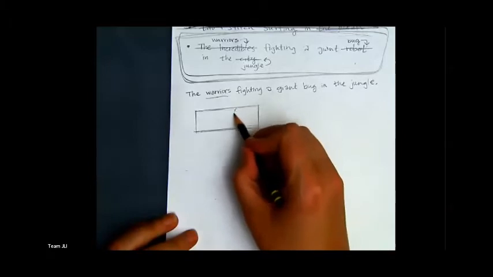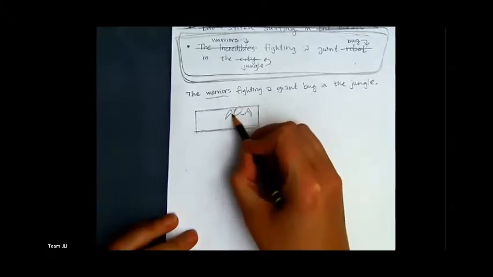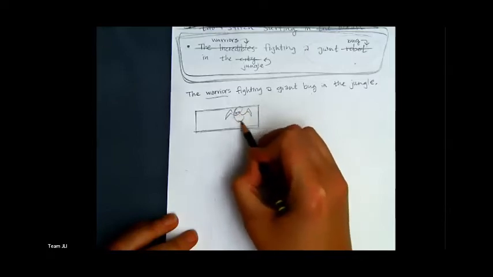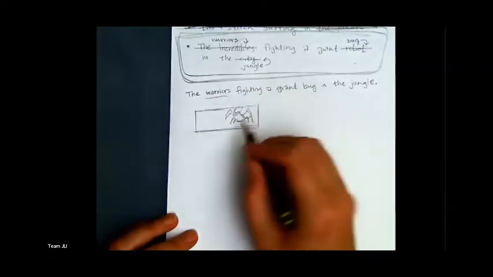So I'll put my giant bug over here. I'll just do a little praying mantis type thing. Rawr, teeth. Rawr. Oops, popping out of my composition there. Giant bug. So realistic.